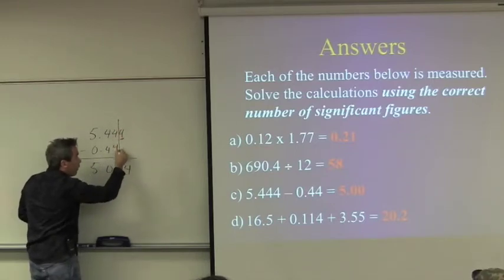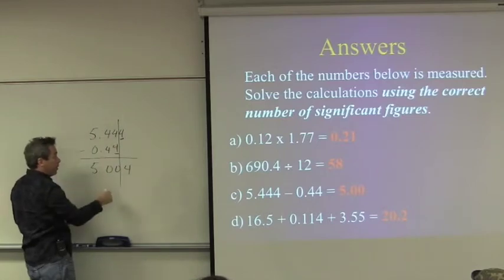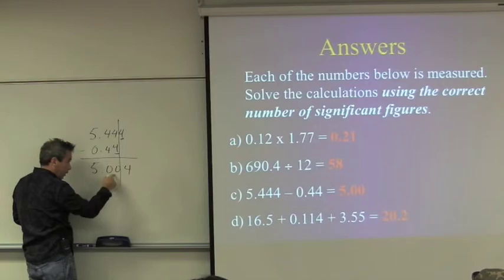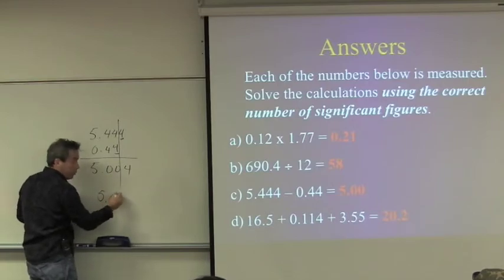Remember that thing we did where we draw that line where you run out of numbers? That's telling you the same thing. So I have to round it here. Less than 5, so I leave that alone and I say 5.00.